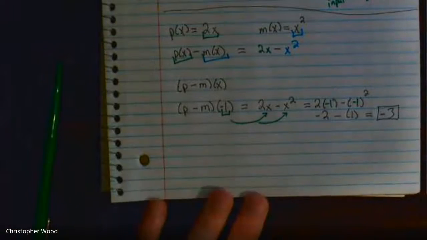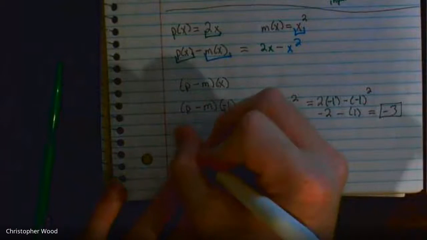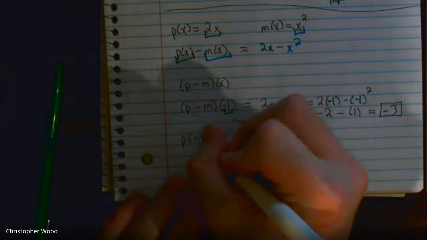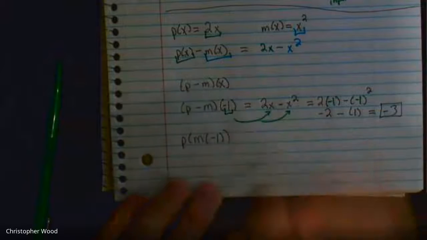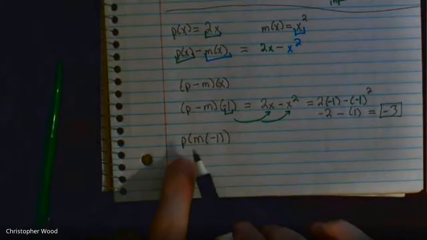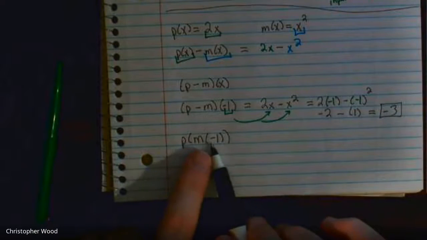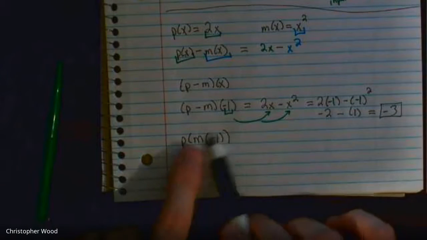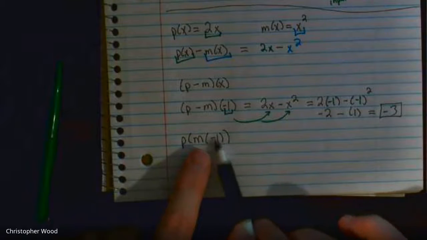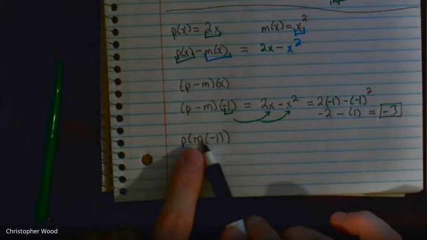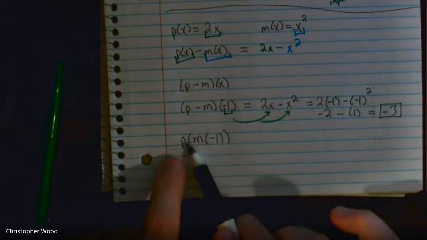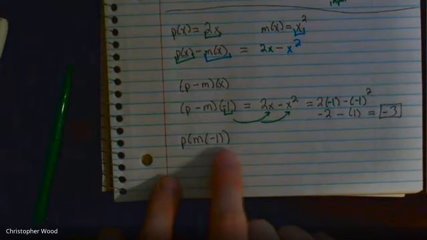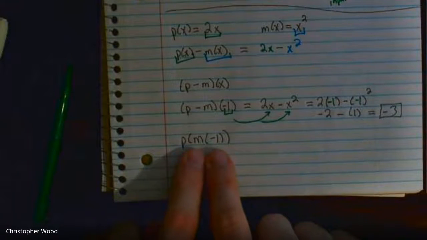The other thing you're going to see is something that looks like this, where it's p parenthesis m parenthesis -1. So the difference here is now this is what we call composition. We're not going to get into all of it. It's pretty simple though. Basically, what I'm doing is I'm taking -1 and I'm plugging it into m. Then I'm taking that and I'm plugging it into p. Notice that p of x, the x for the p is normally what's inside of the parentheses. It's now this whole entire thing.